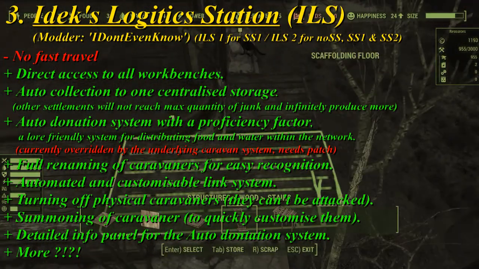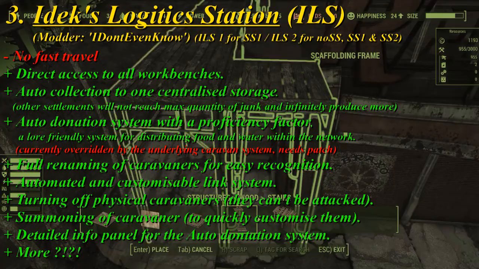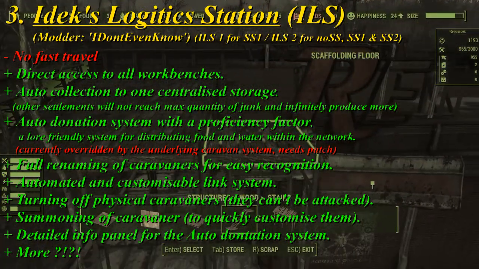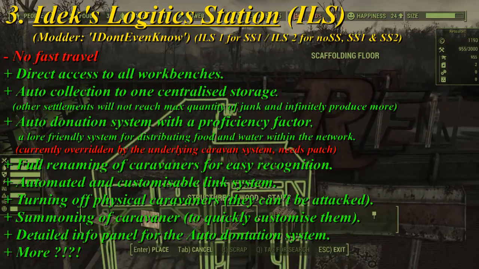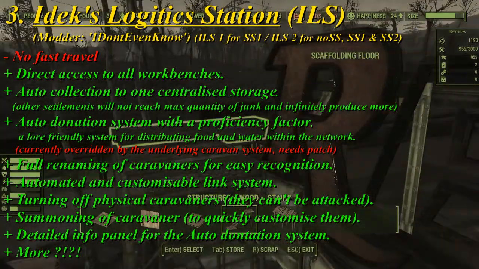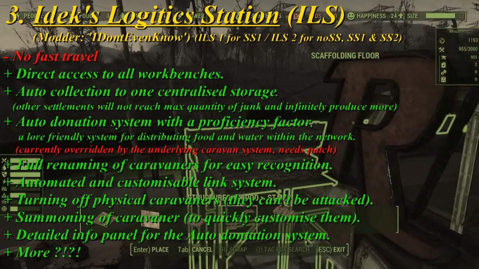Yes, I sincerely hope it clears up the auto donation system soon, because I really want to use the ILS one instead of the Caravanners one. And that is pretty much the third and final system to link your settlements. So it's up to you to decide what you prefer.